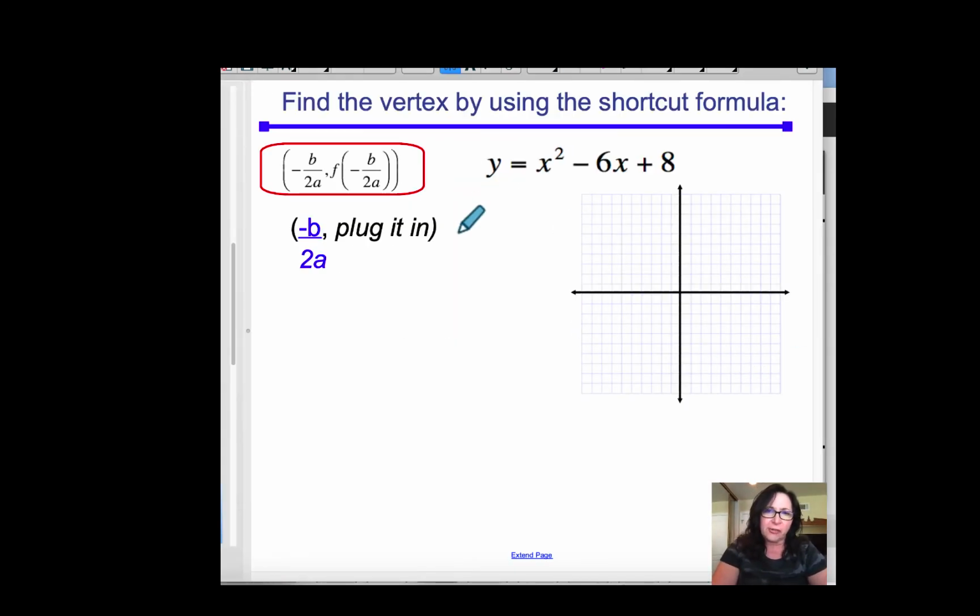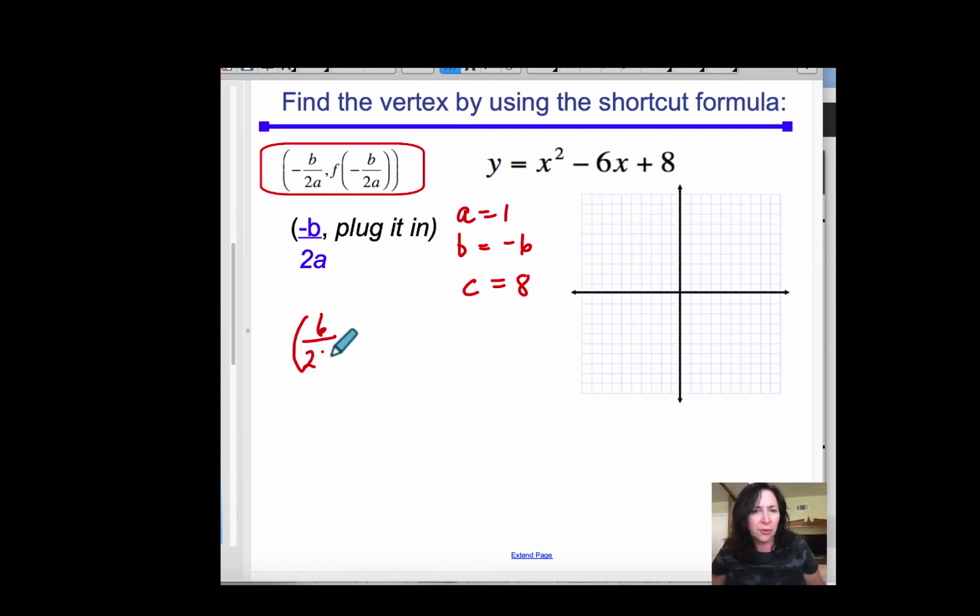So finding the vertex by using the shortcut formula, this is just, again, -b over 2a, and then you plug it in. So some people put the a's on the side, like a is 1, b is -6, and c is equal to 8, right? And so we have -b, so we're going to go the opposite of b, which is 6, over 2a, 2 times 1, comma, and then I have to plug it in. What do I plug in? I plug in whatever I got here. So this says 6 over 2, which is 3.